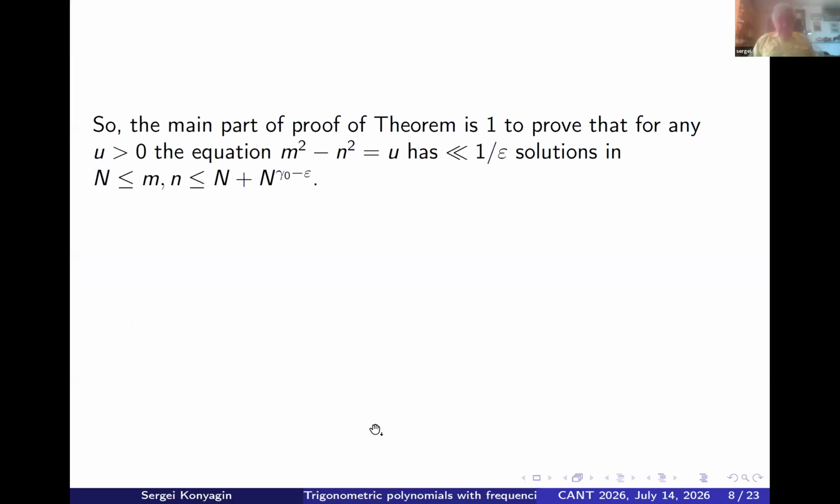So the main part of the proof of theorem 1 is to prove that any number has at most some constant divided by epsilon number of solutions to this equation, if m and n run over this segment from n to n plus n to the power gamma 0 minus epsilon.